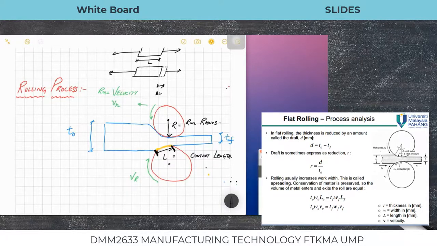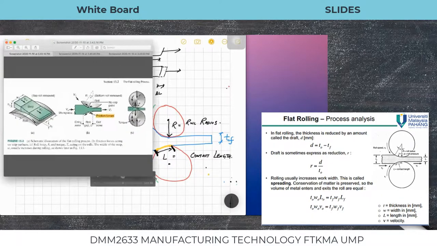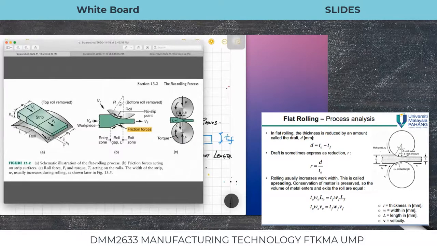If I show you this figure as well, I've got my roll. Initially, the material enters with an initial thickness T naught, and then after it goes through this rolling process, the thickness is reduced to T final. You can see there is a width also. In three dimensions, we've got thickness and width. The width is initially W naught, and after the rolling process the width will also increase, so this becomes WF, final. Now this roll is in contact with my strip, or my workpiece, at a certain length L. So this is the contact length.